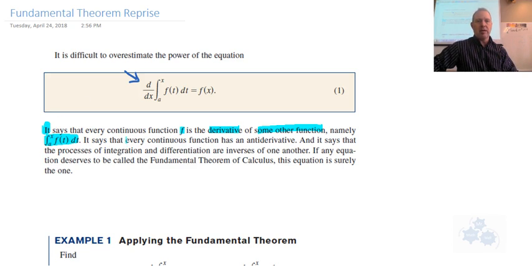It also says that every continuous function has an antiderivative. The fundamental theorem also says that the processes of integration and differentiation are inverses of each other. That's why you take the derivative of an integral and you get the function back. Now you notice this is t, and this limit here is x, and this is x. That's going to be the little difference today, and we're going to do some questions that look a little bit different. If any equation deserves to be called the fundamental theorem of calculus, this one surely is.